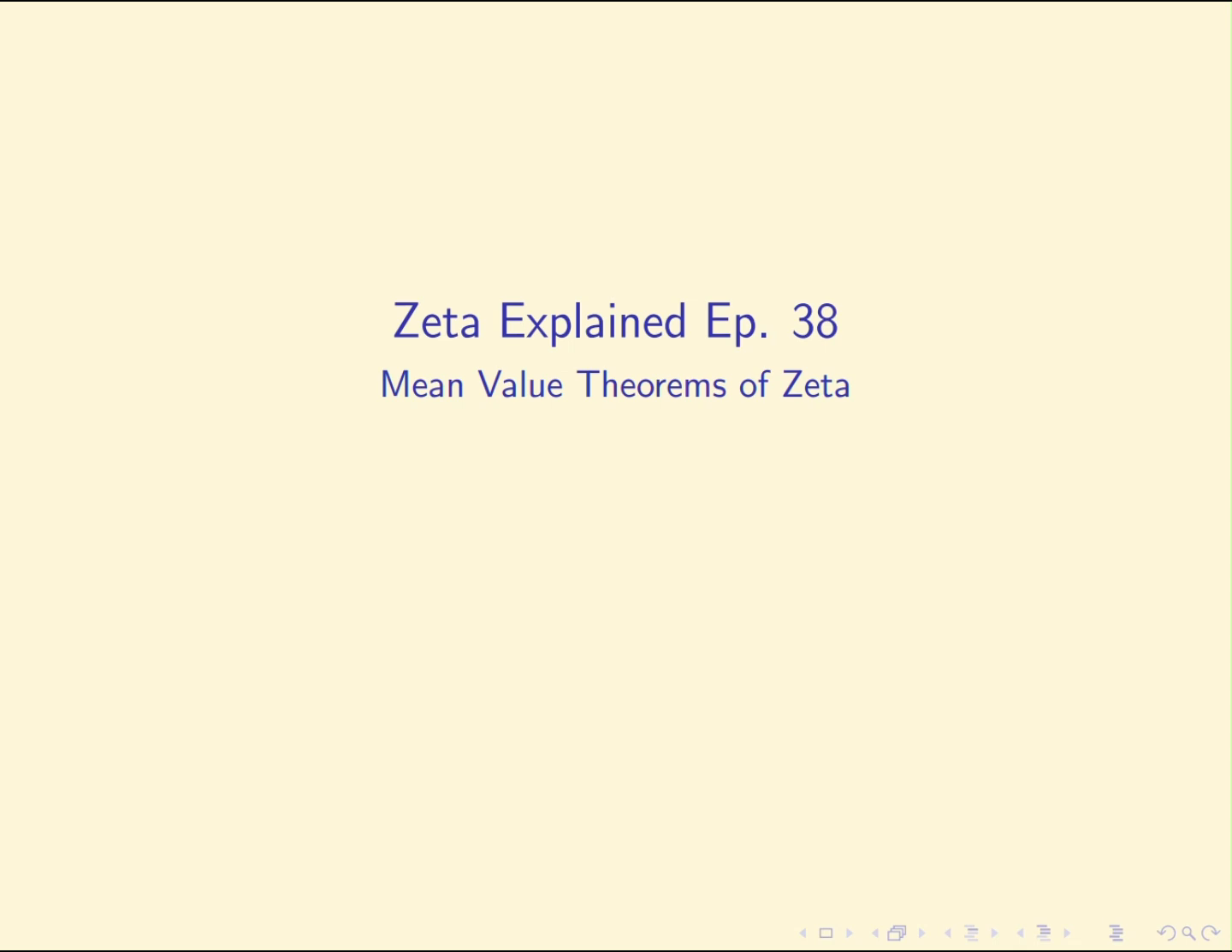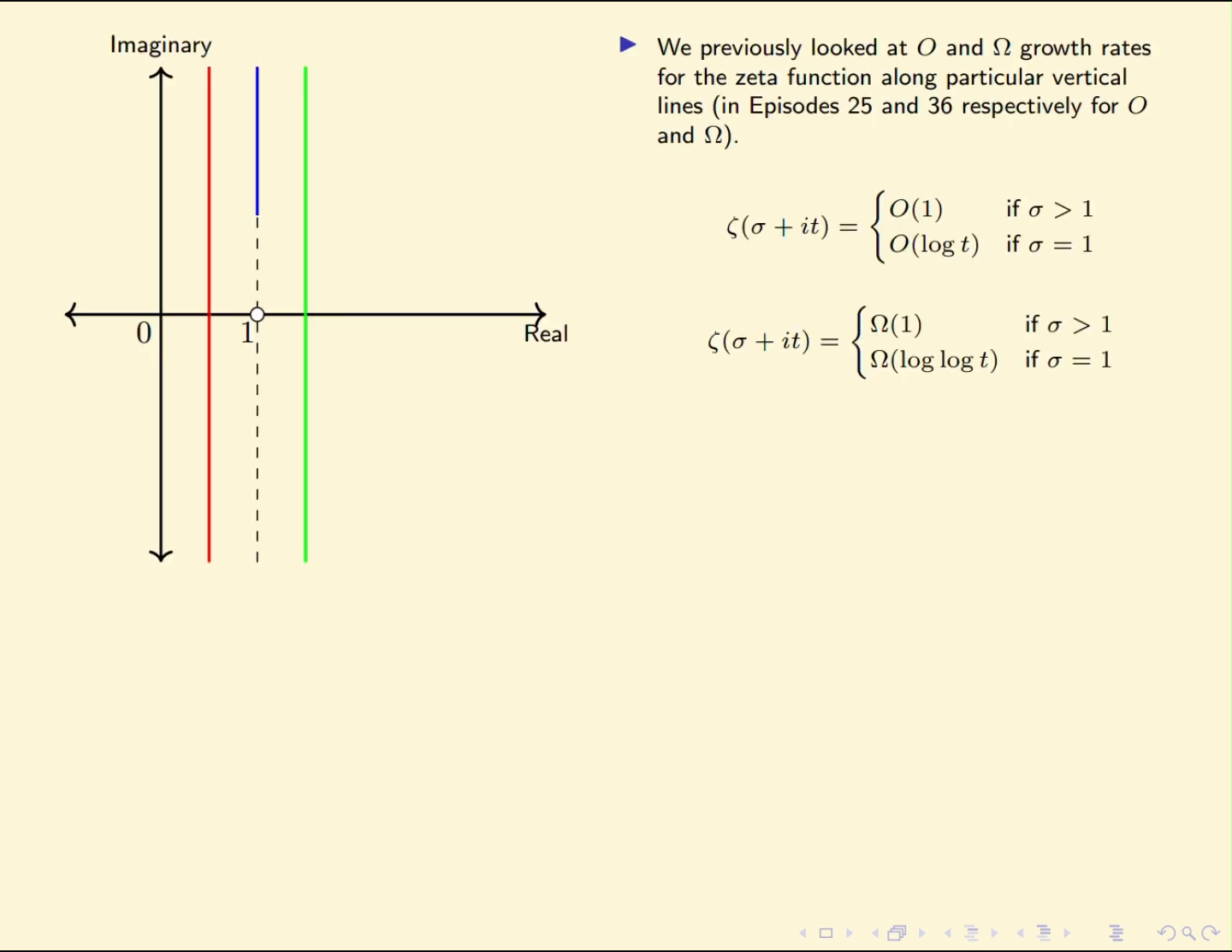Today we are going to talk about the mean value theorems of zeta. And by mean value theorems, what I mean is that we're going to take a vertical line in the complex plane and analyze what the zeta function looks like along such a line. And in particular, we're going to analyze the average value of zeta across such a line. And this is different from what we've done in some of the previous episodes.